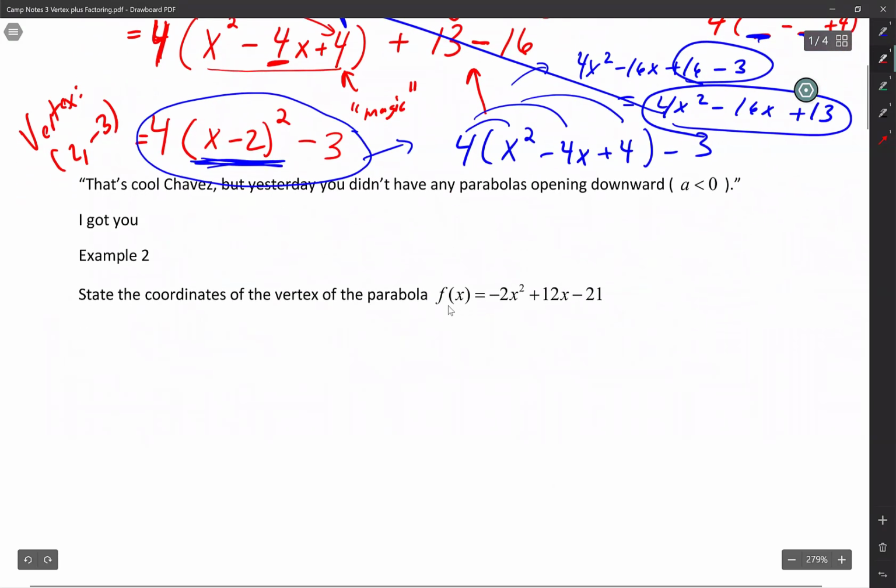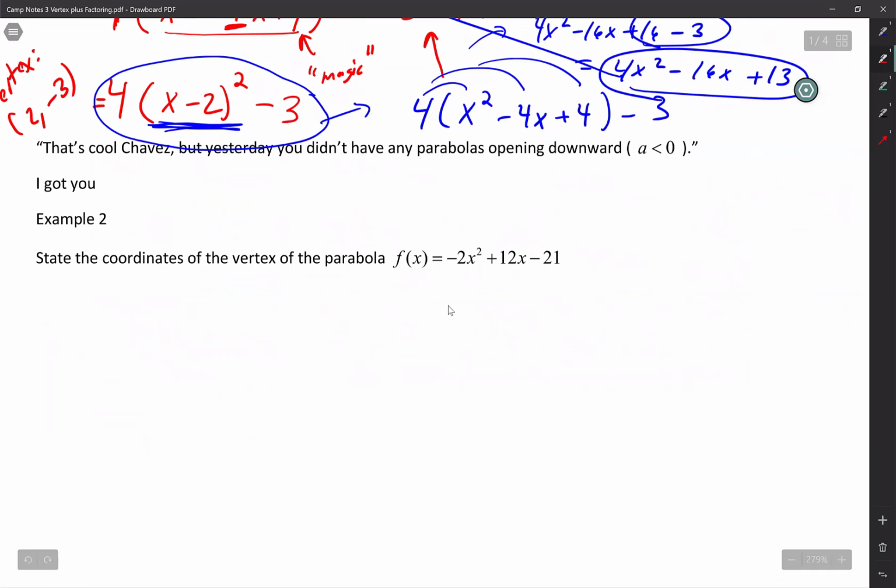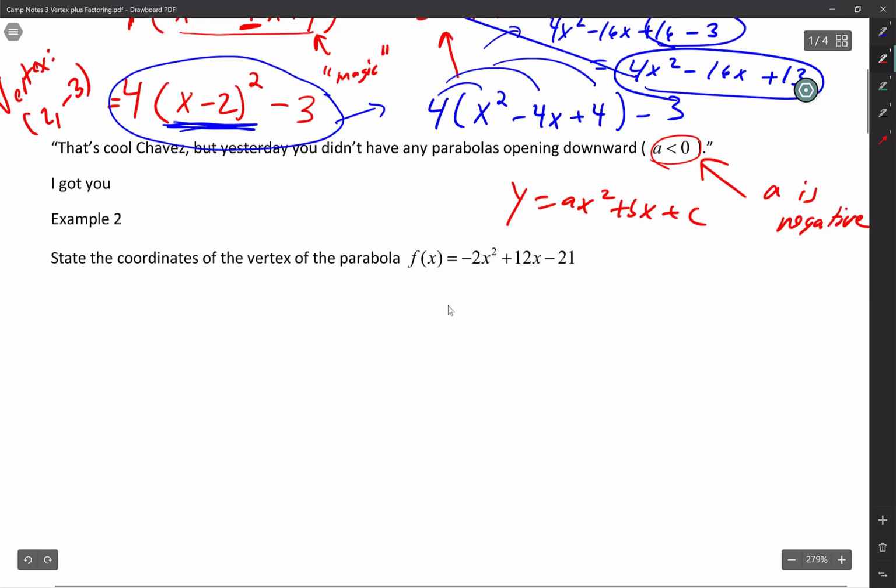It says that yesterday I made a set. You didn't do any parabolas that were downward. That means where the A is negative. What A am I talking about? This is how you say in math negative, guys. So that means A is negative. So when you see math textbooks that say A is less than 0, it's telling you that A is always negative.